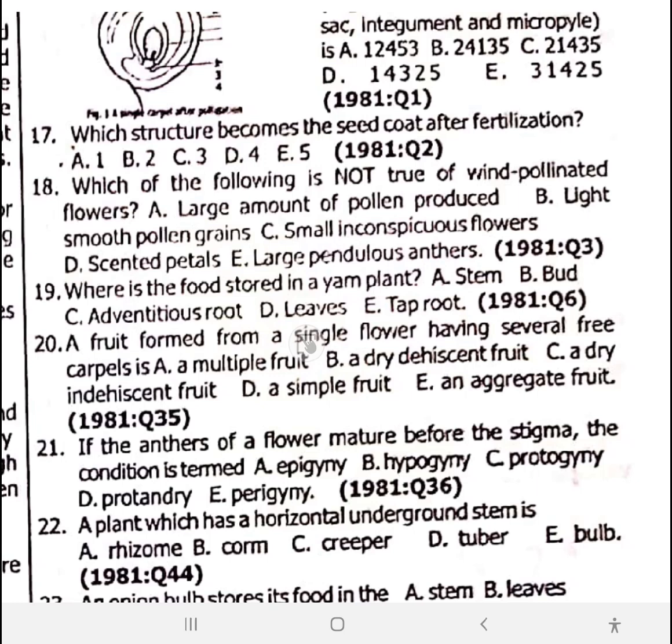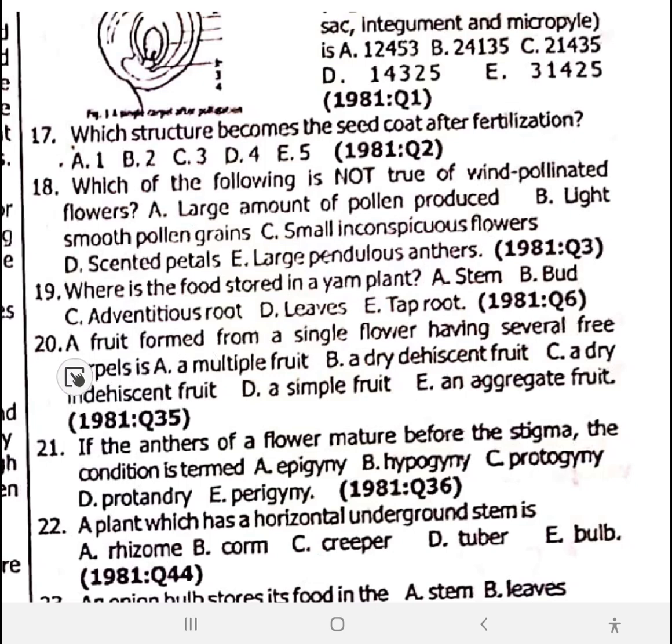Ginger stores its food in the rhizome. Rhizome is spelled RHIZOME. Cocoyam stores its food in the corm. Corm is spelled CORM. Onion stores its food in the leaf bases. Leaf bases is spelled LEAF BASES, while sugarcane stores its food in its stem, similar to yam.